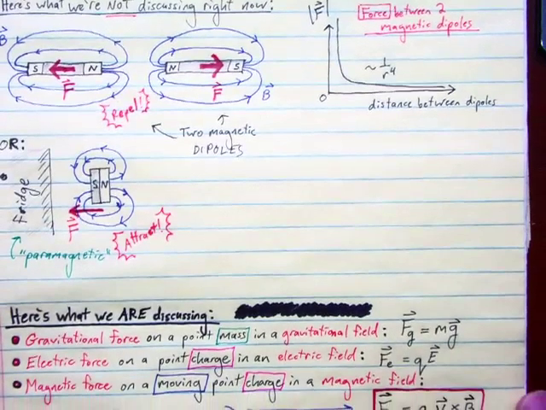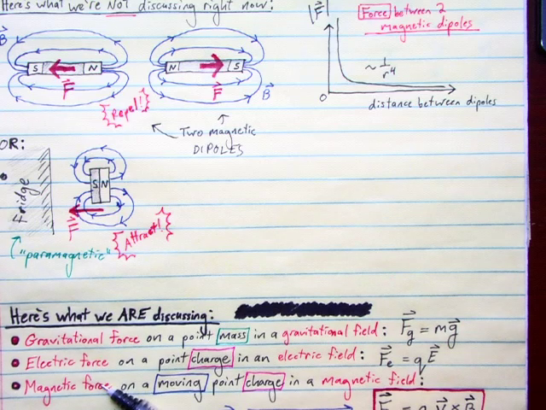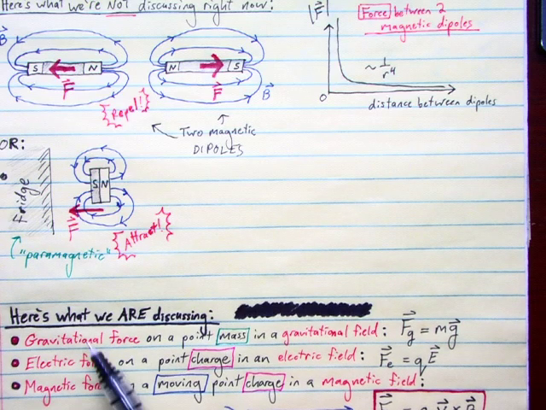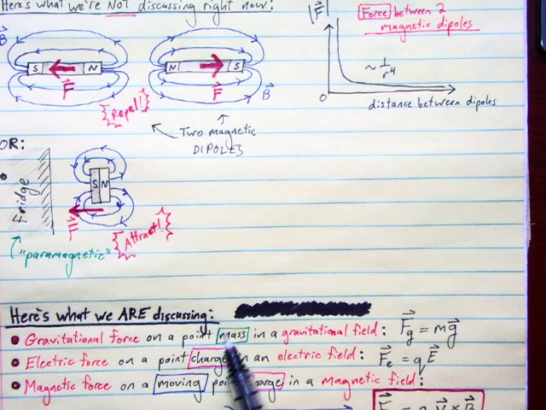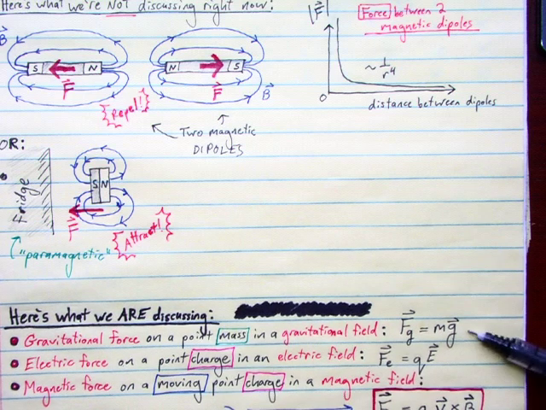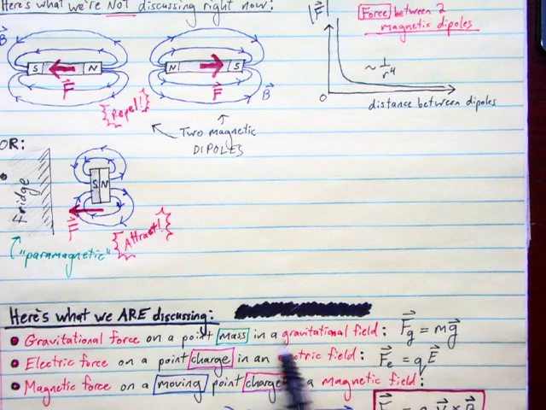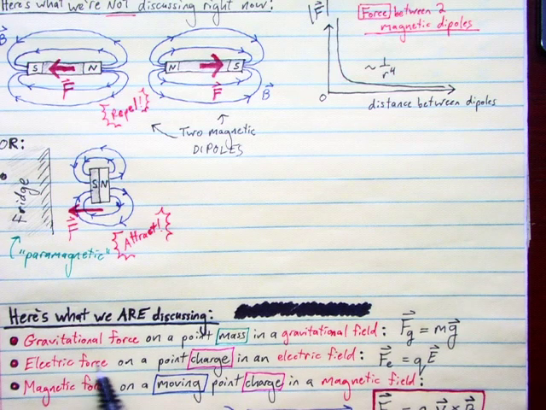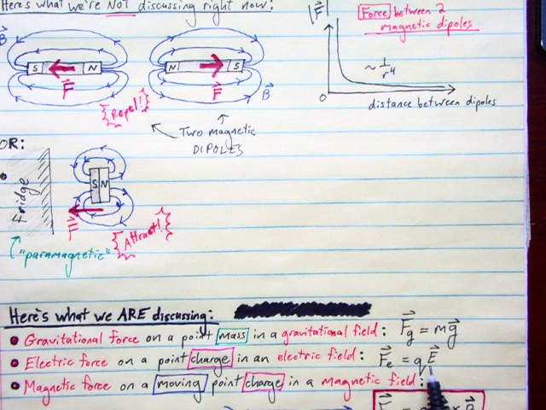Okay, so here's what we are going to be discussing. Comparing gravitational forces, electric forces, and now magnetic forces. We know from Newton's law of gravity that the gravitational force on a point mass in a gravitational field is given by this expression. If you have a mass in a gravitational field, that mass experiences a force. Likewise, Coulomb's law for electric forces. If you put a point charge into an electric field, then that charge in that field experiences an electric force.